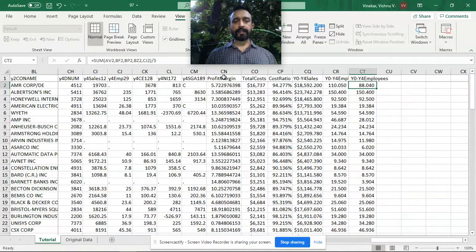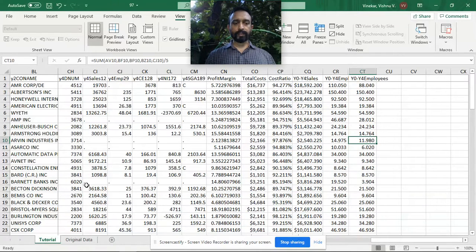The reason being that some of these have missing data. So as you can see, AMR Corporation has missing data for Y4. So does AMP Incorporated. So you can see that this also reduces from 46 to 2 if you use the sum divided by 5. Arvin Industries and Asarco Incorporated also have missing data. So for these, when we use the average formula, it's 14 and 10. But if you use the sum divided by 5, it becomes 11 and 6.